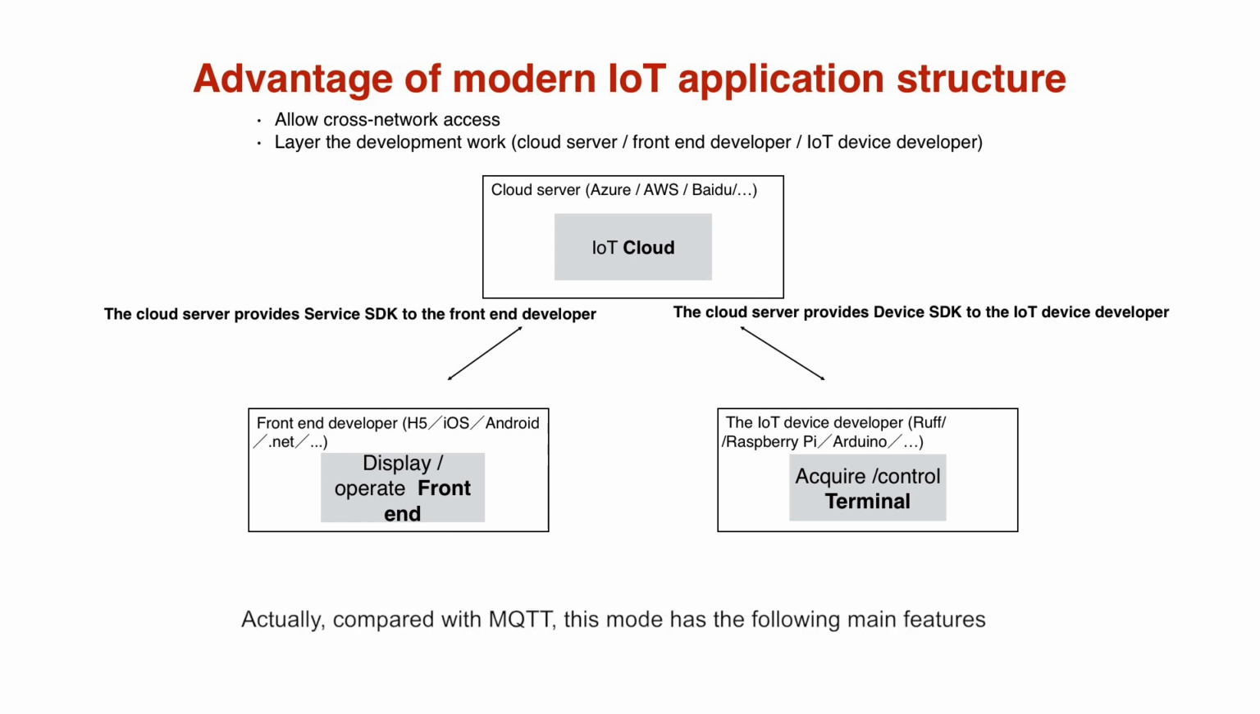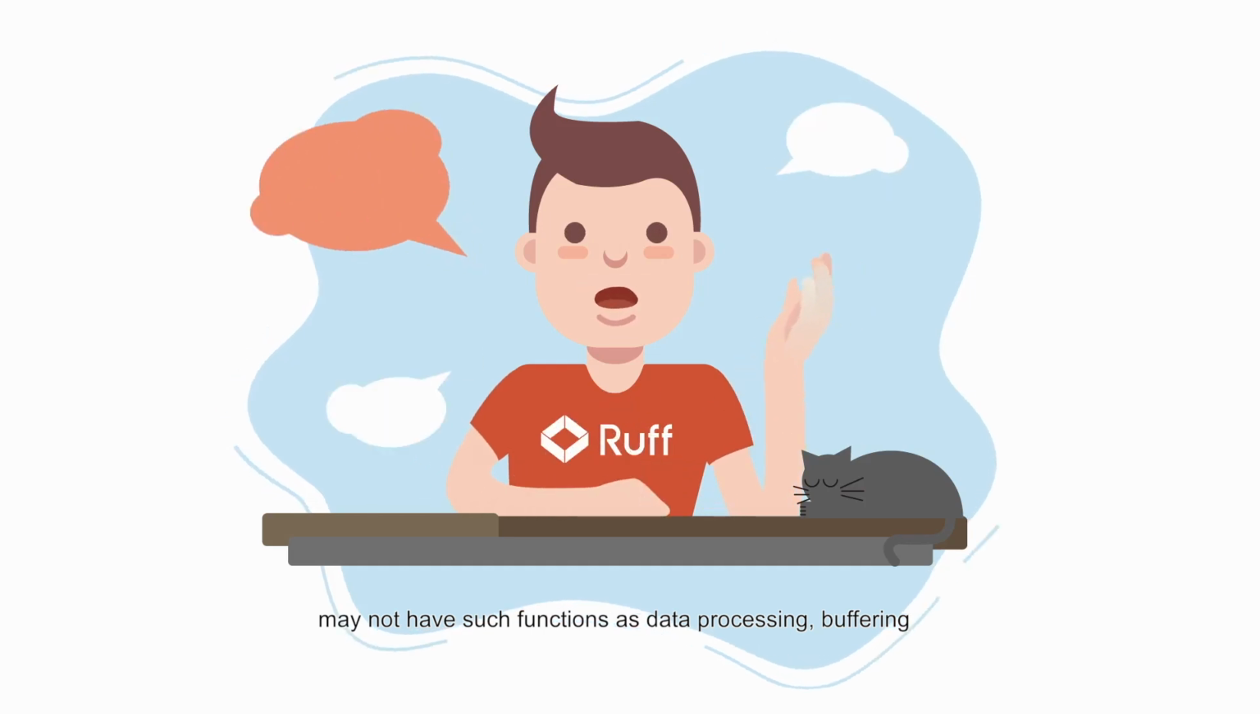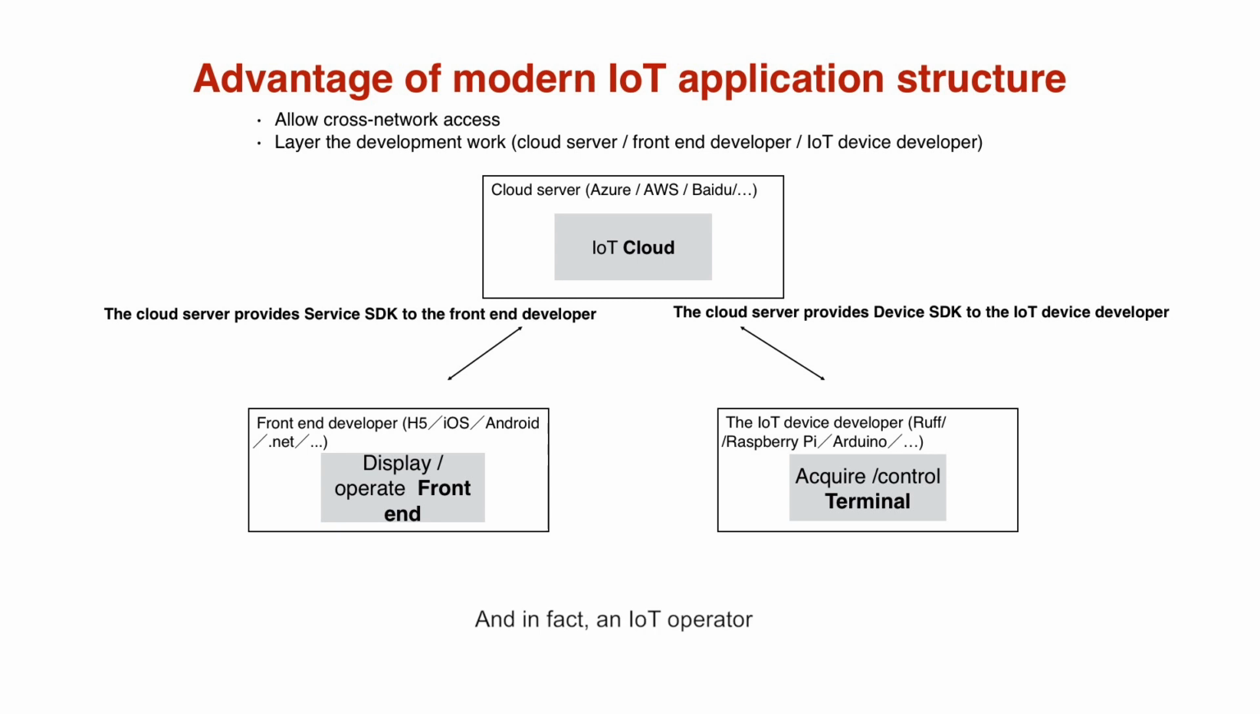Actually, compared with MQTT, this mode has the following main features. One is that the cloud service developer realizes a server at this IoT Cloud of its own. It has a significant improvement in performance compared with some open MQTT servers. Its second feature is that it can expand the functions. An MQTT server, as we used before, may not have such functions as data processing, buffering, or storage, and so on. And in fact, an IoT operator may include them all. The third feature is that it simplifies operations, like some identity authentications or connection modes. These operations may be simplified through SDK.